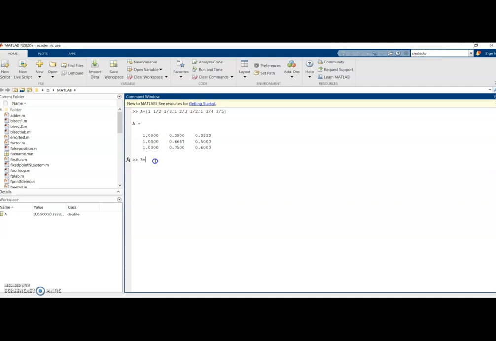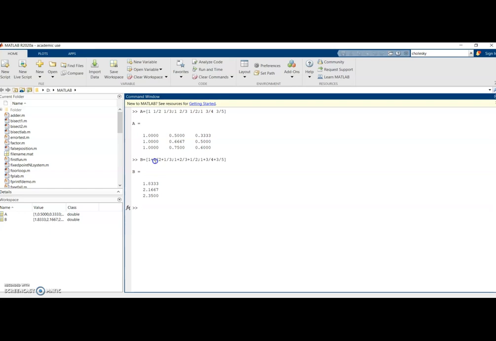Suppose this matrix is 1 plus 1/2 plus 1/3, and that is 1 plus 2/3 plus 1/2, and then 1 plus 3/4 plus 3/5, bracket close. So what's that? 1.833, 2.1667, 2.35.